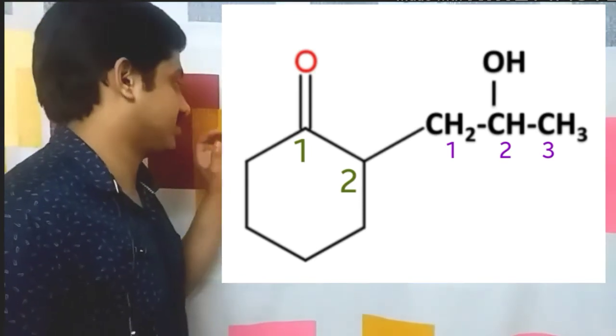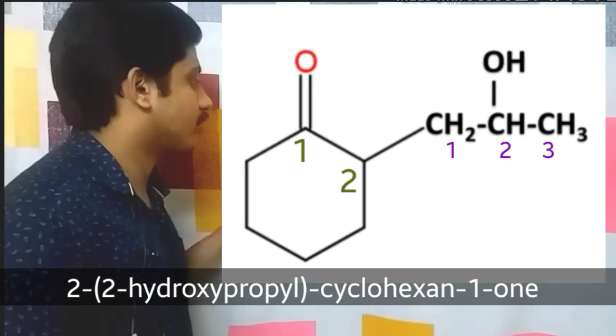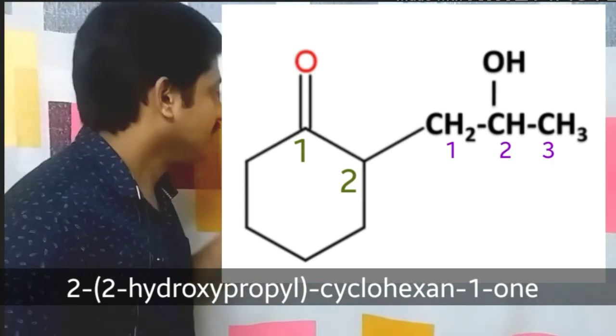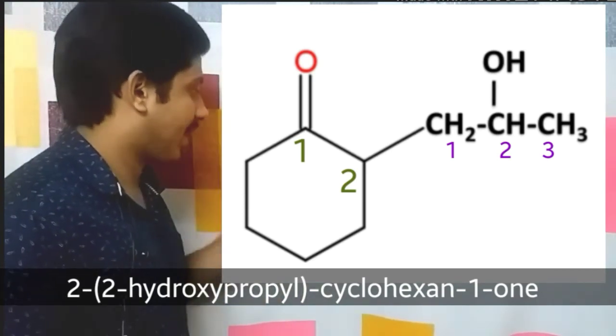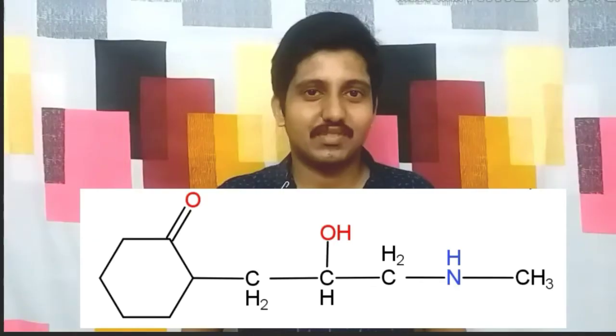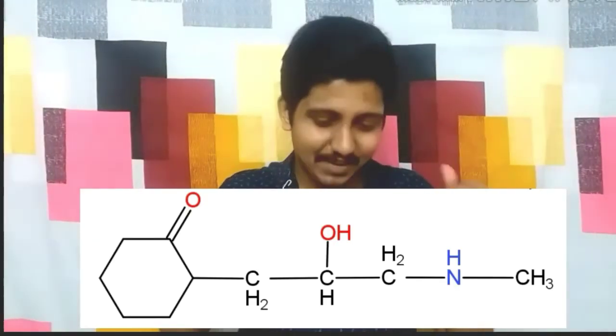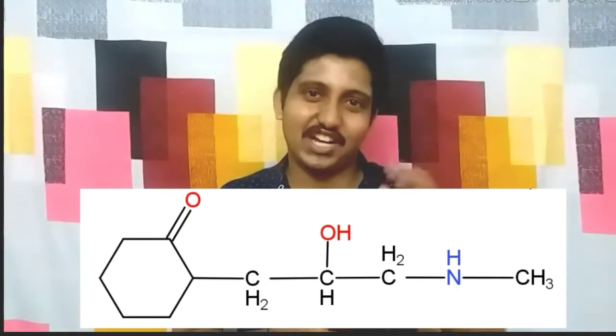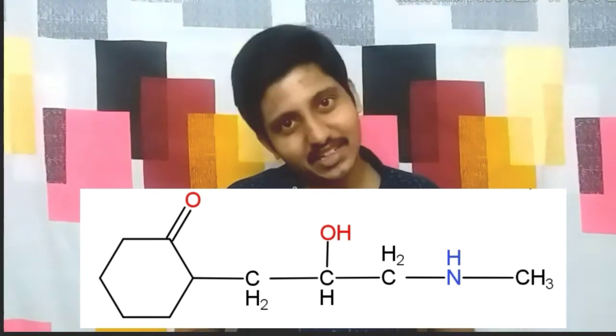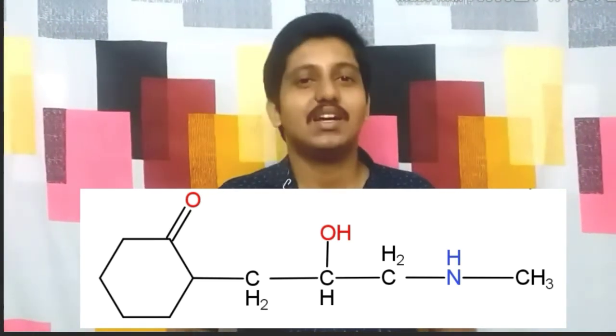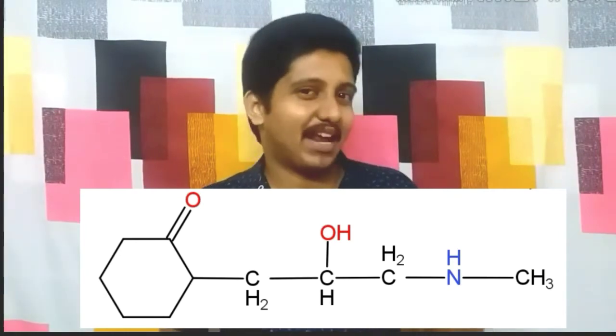How can we write it? 2-hydroxypropyl cyclohexane-1-one. A small task for you. Please name the following compound, the correct IUPAC name. You can either comment it or send me on Facebook, and I will give the answer in my next video.